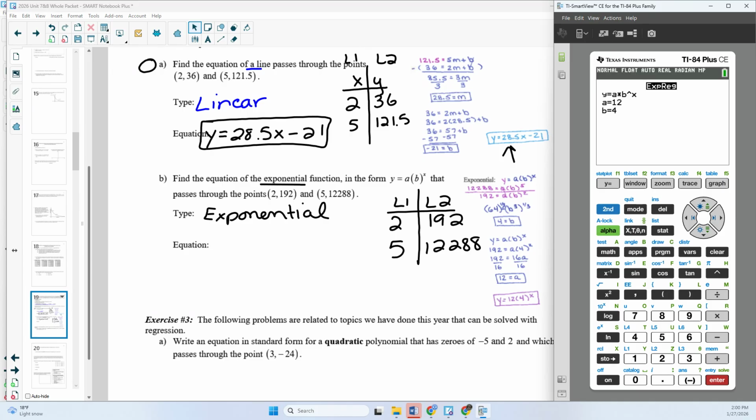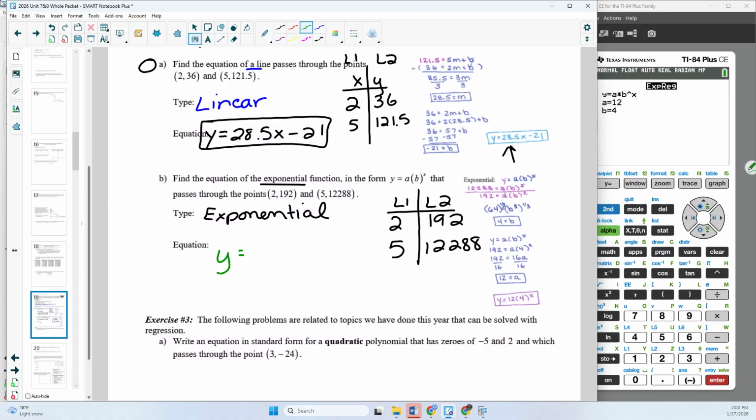And now we have a different type of equation. We have a times b to the x. So the a is 12. The b is 4. We could write multiplication.